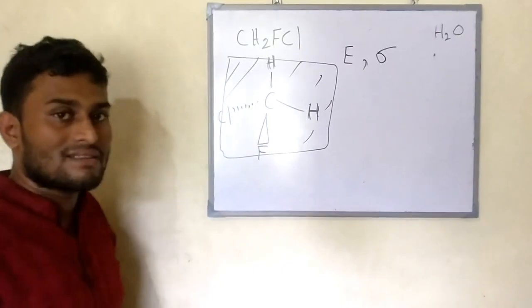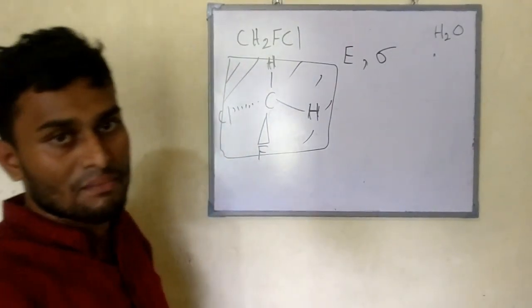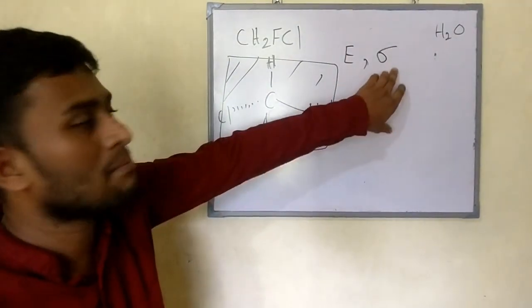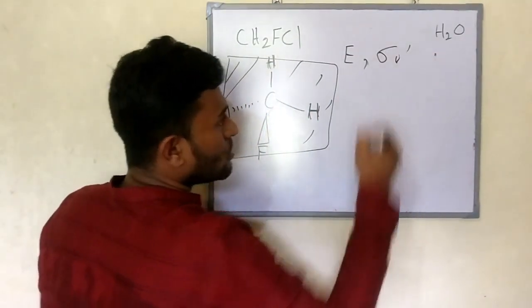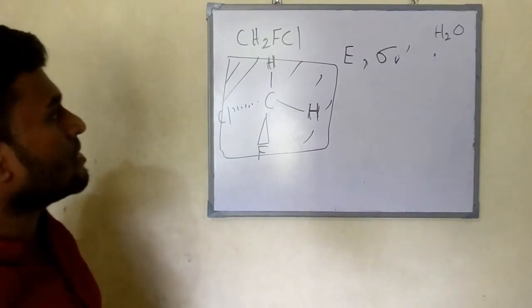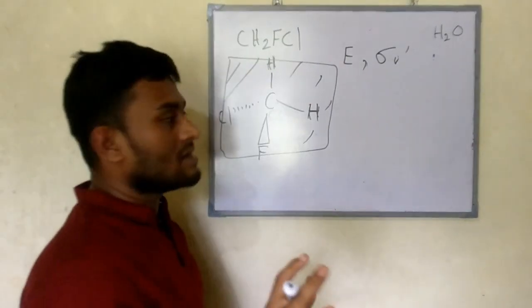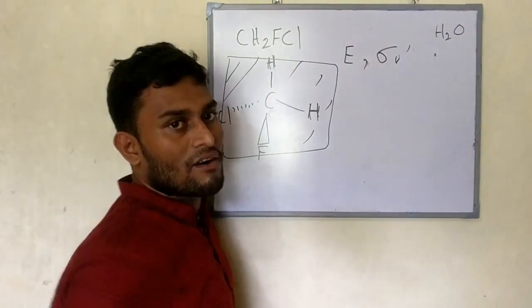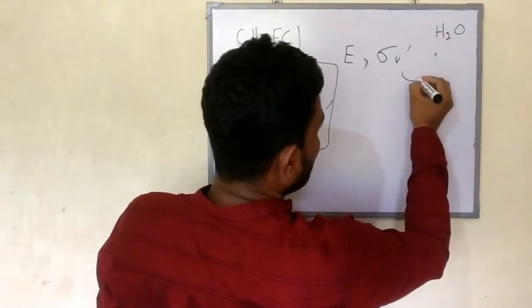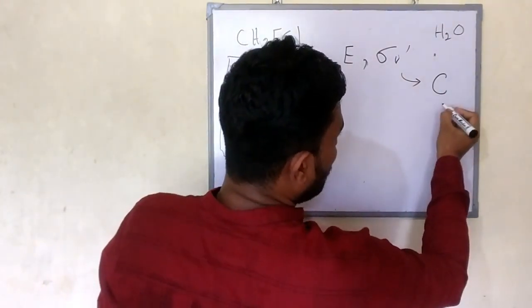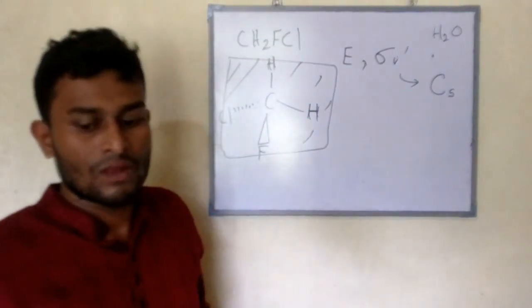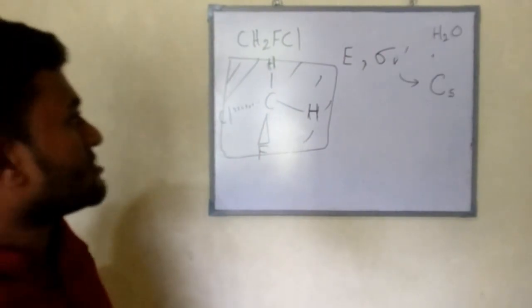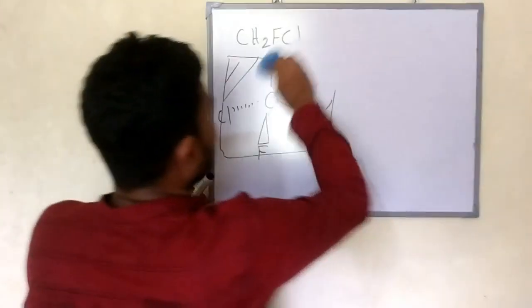We can't say it is sigma V or sigma H. You can just name it as sigma. Sometimes sigma V dash is also correct. So if the symmetry operations are E and sigma V, then your point group or the Schoenfeld symbol will be CS. Okay. So let's move on to the next example.